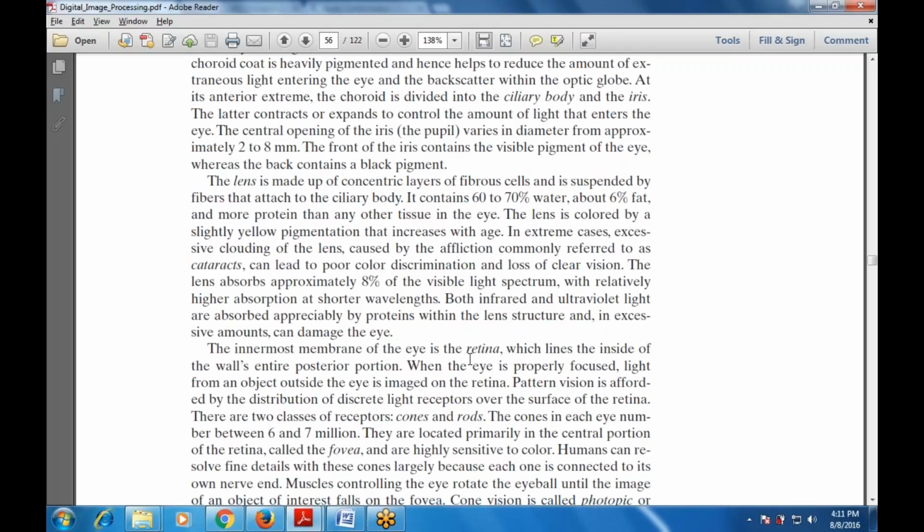When the eye is properly focused, light from an object outside the eye is imaged onto the retina, and pattern vision is afforded by the distribution of discrete light receptors over the surface of the retina. There are two classes of receptors: cones and rods. The cones in each eye number between 6 and 7 million, and they are located in the central portion of the retina.